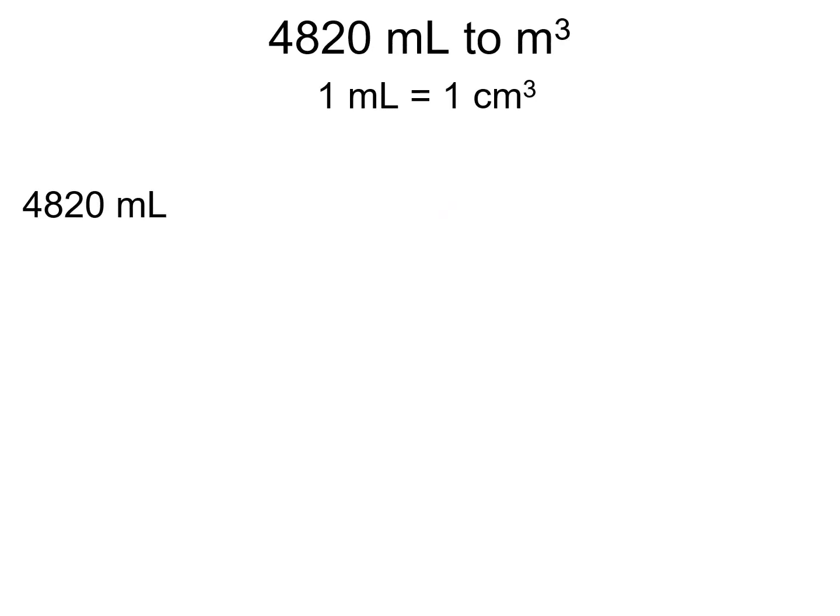This next example, we have 4,820 milliliters that we're going to convert to meters cubed. Now, these are both units of volume, but it's a little bit different because milliliters is just like a container that has a certain volume, but centimeters cubed or meters cubed, it actually has a length, a width, and a height. So we'll get to that in just a second. So we're going to convert from milliliters to centimeters cubed. So 1 milliliter equals 1 centimeter cubed.